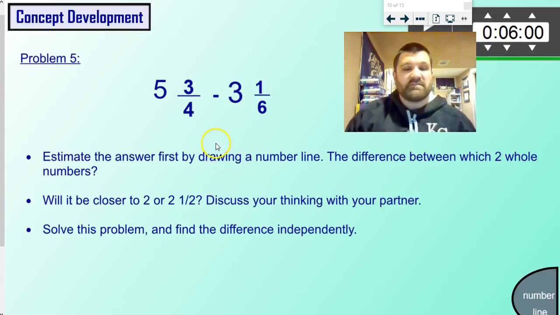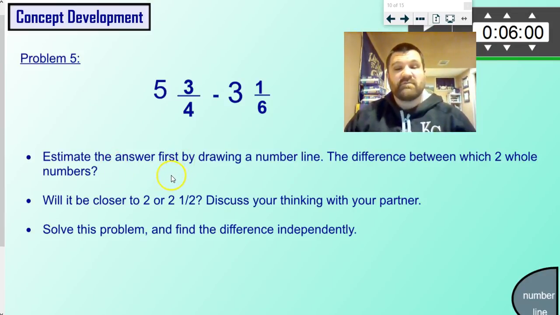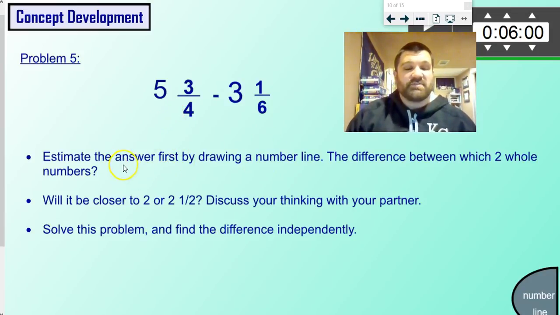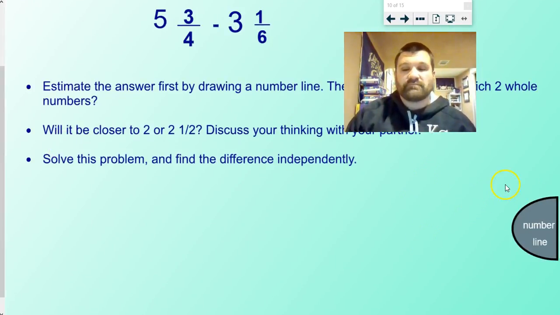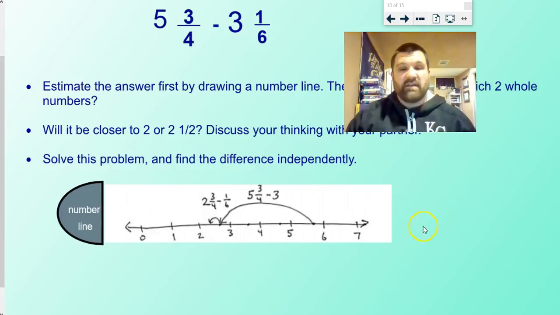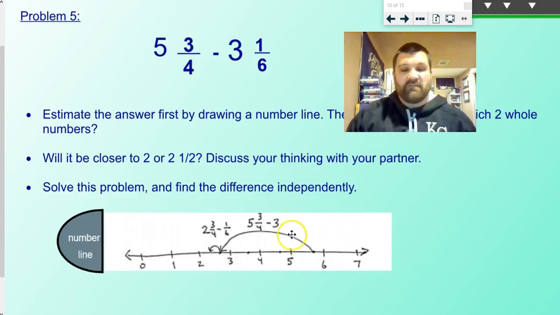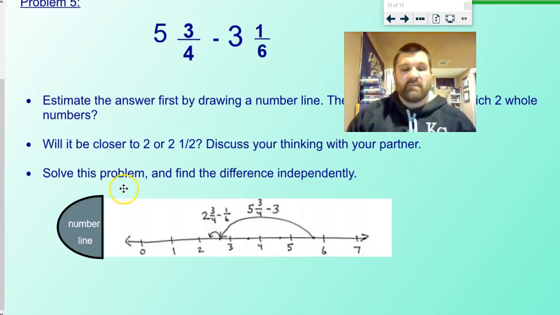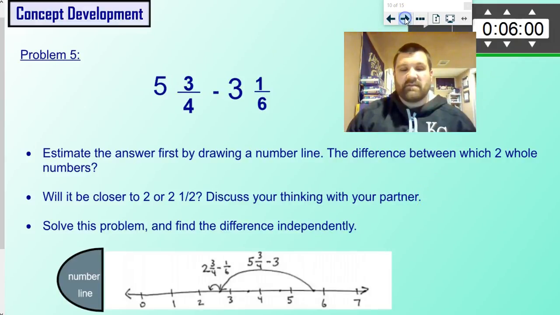Okay, so did you estimate the answer first? Do you think that the answer is going to be closer to 2 or 2.5? And maybe you've already solved it. So if we look at it and we do it on the number line, okay, so we start with 5 3/4. We're going to take away 1, 2, 3, because that's right here, take away 3, and then we're going to take away 1/6. Okay. Pretty crazy.